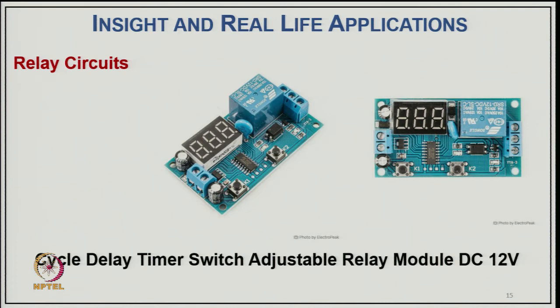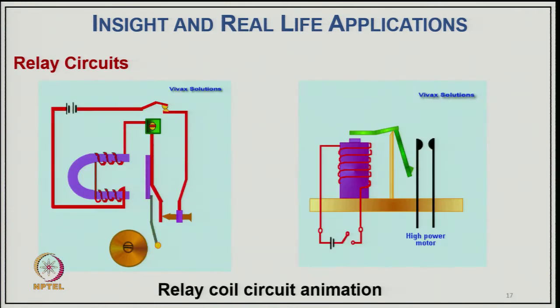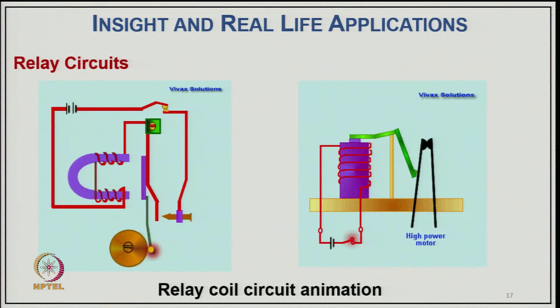So, that is typically how the display unit and timing circuits are there. Then another is relay circuits. A relay coil is nothing but an RL circuit used to control the switching of another circuit, through these kinds of relays and the PCB which you see, for energizing the relay coil also. Then this is the basic circuit of how the relay circuit contact is there.